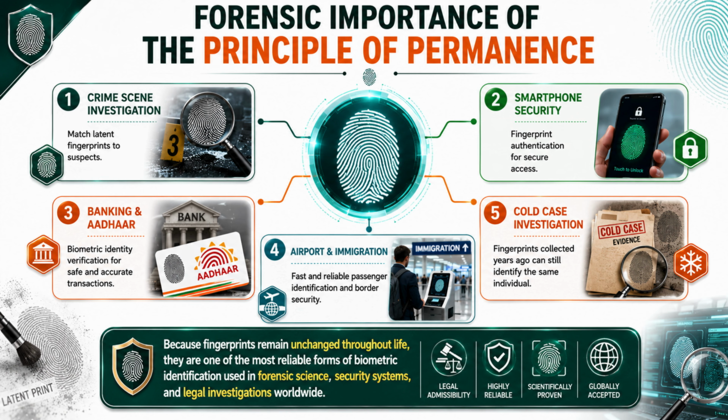Here is an easy way to remember the principle of permanence. Imagine planting a mango tree. Every year the tree grows taller. New leaves appear, old leaves fall, branches become thicker, and fruits come and go. The tree grows and changes in size, but it remains the same tree because its roots stay the same.